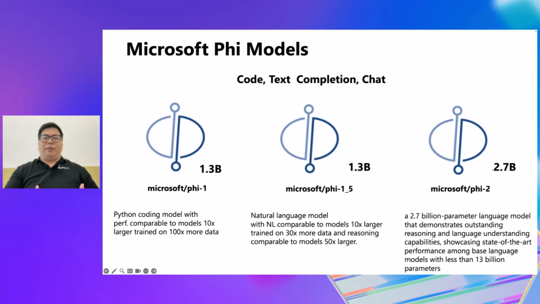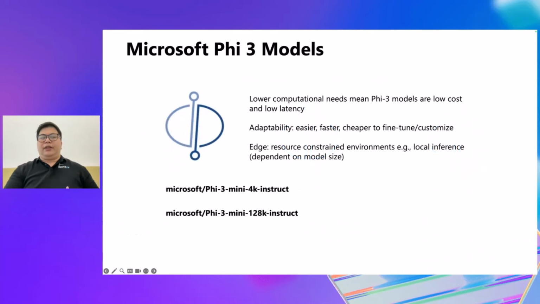It's just 1.3 billion parameters, and it gives very good results, better than some large language models. Then Phi-2 is where we add more data, at 2.7 billion parameters. This language model can give you very good results now. But at this time, maybe before Build, Microsoft published the Phi-3 models.